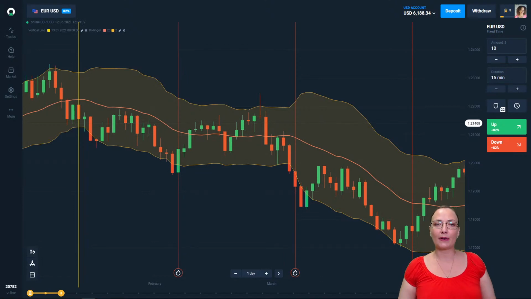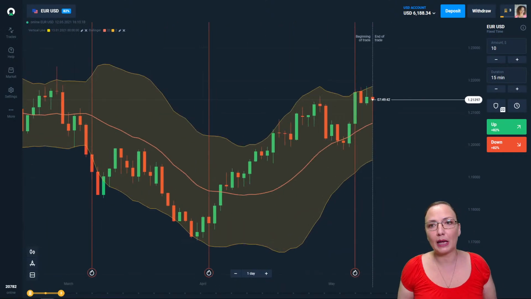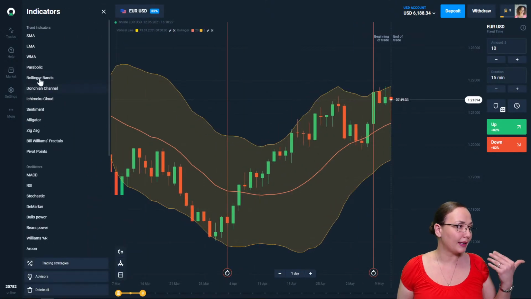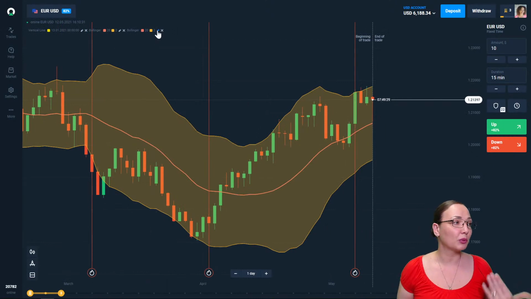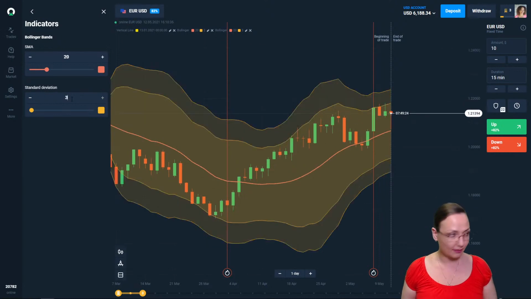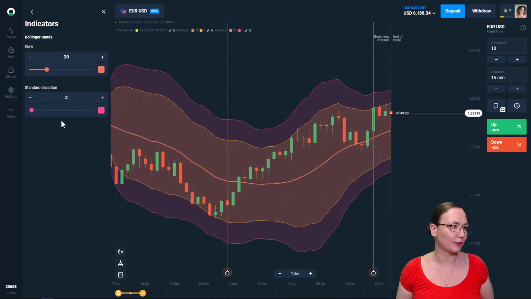Alrighty, so now my friends, how else can we use Bollinger Bands? We can apply another Bollinger Bands indicator and change the standard deviation to 3. Let me show you how this works. Basically, we just go into the indicators and apply another Bollinger Bands. And as you can see, it gets more shaded in. But what we'll do is take the second indicator and switch the standard deviation from 2 to 3. And we'll also adjust the color, for example, to pink.